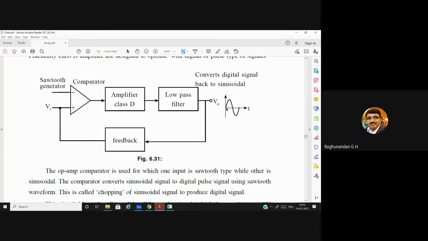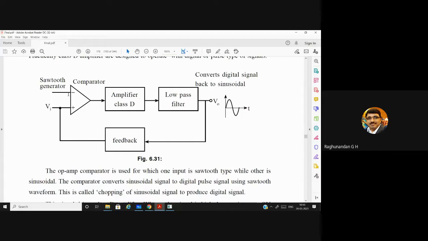So here we are going to take a comparator, and the output of that becomes the input of the class D amplifier, and the output of this will be given to the low pass filter. Let us see how it works.